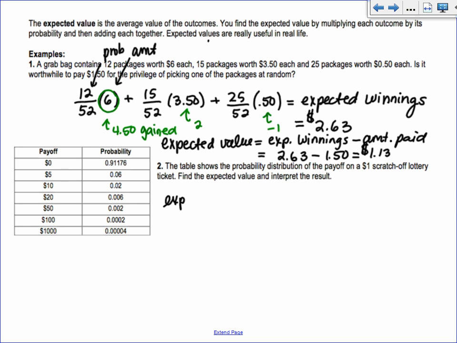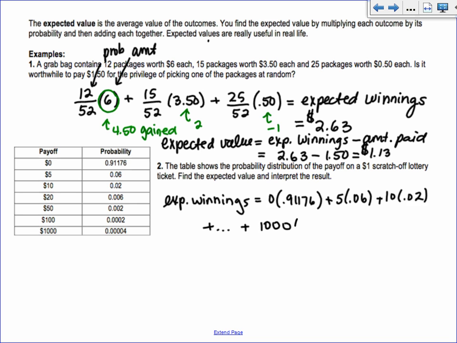So we're going to do our expected winnings again, taking our probability times our payoff. I have 0 times 0.91, which is still just 0. And then I have 5 times 0.06. And I have 10 times 0.02. It's going to take me a while to write this down, so I'm going to do plus 1,000 times 0.00004. I'm taking each number multiplied by the number next to it, added to each number multiplied by the number next to it, all the way down the table. Okay? And when you do this, oh gosh, I can't remember what you get. I think you get 0.78. Yeah, I'm pretty sure it's 0.78. So you can do all of that on your calculator, and you get 0.78.